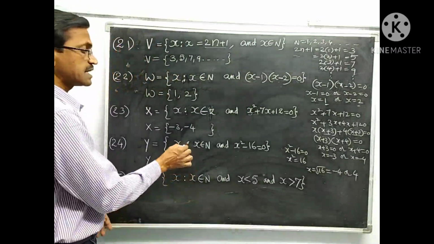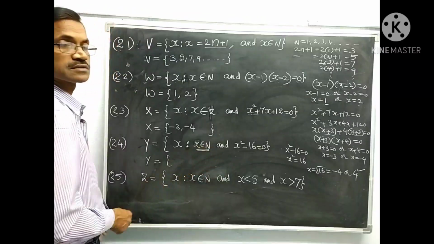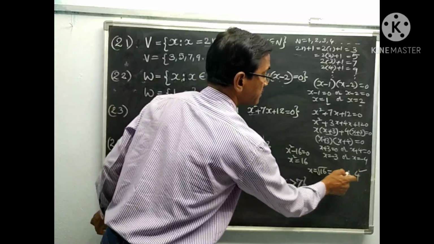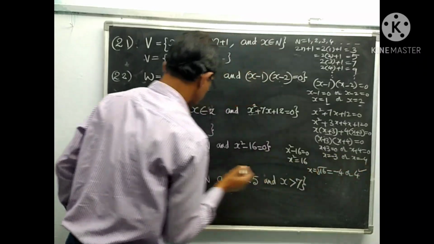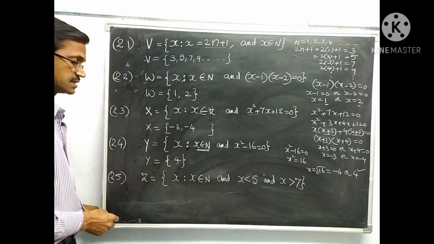But we have to select only plus 4 because x belongs to N, natural numbers. Minus 4 is an integer, a negative number. So we have to select only 4. That's why it is called a singleton set.